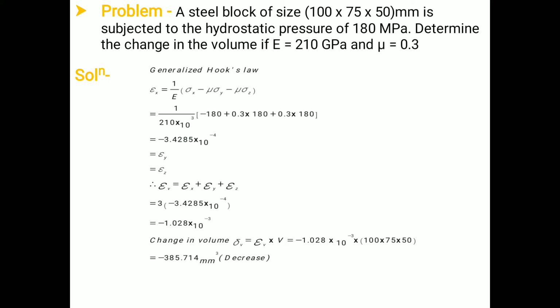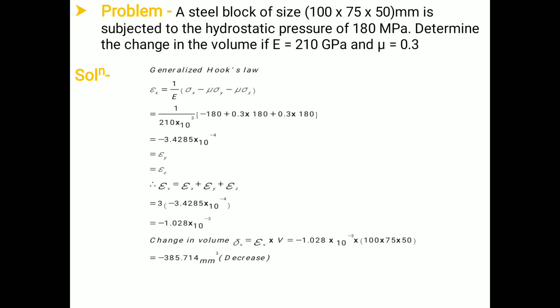We will see a last numerical which is based on the generalized Hooke's law. Now the statement of the problem is as follows. A steel block of size 100 by 75 by 50 mm is subjected to the hydrostatic pressure of 180 MPa. Determine the change in the volume if E is equal to 210 GPa and mu is equal to 0.3.